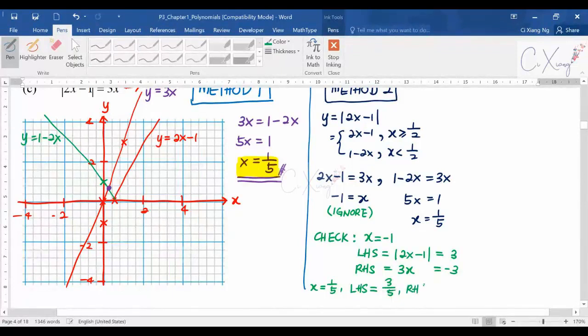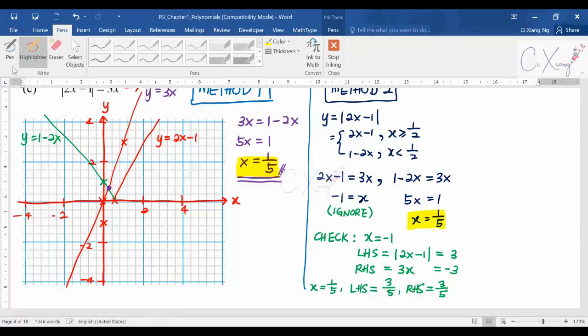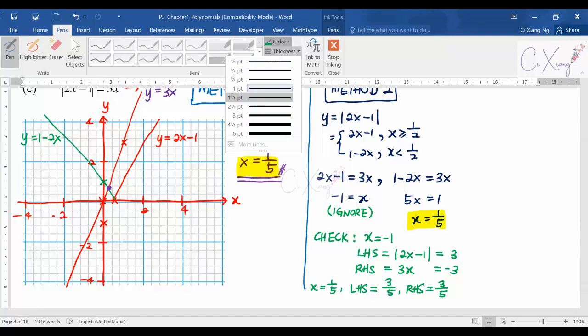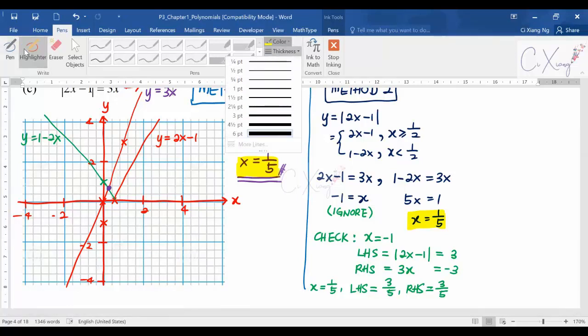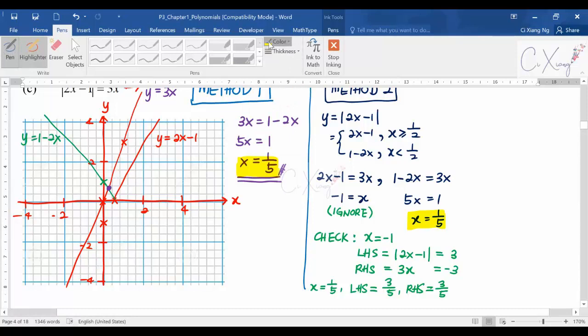Then the right hand side is what? Again, you are having 3x, right? So you put 3 times 1/5, you get 3/5 also. So for this particular value, you'll see the left hand side and right hand side have the same value here, and therefore x equals to 1/5 will be the correct answer. So this is how we do it for method number 2.